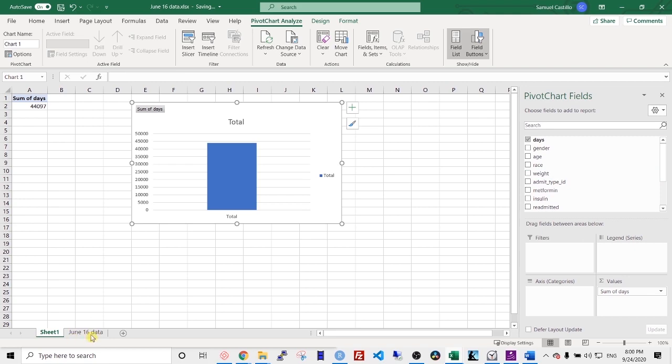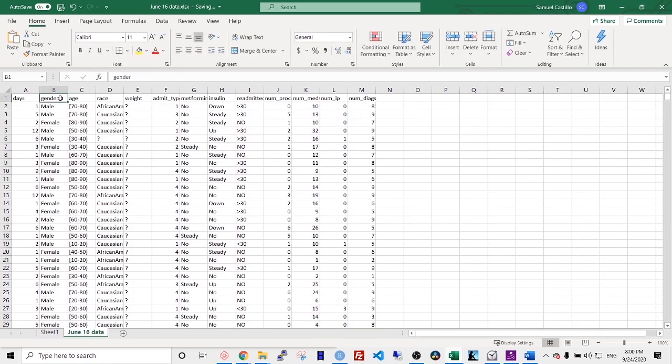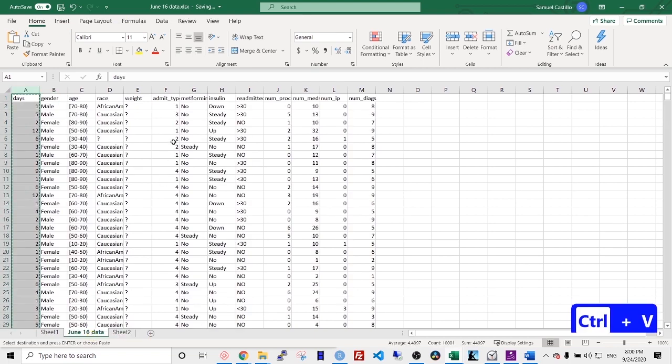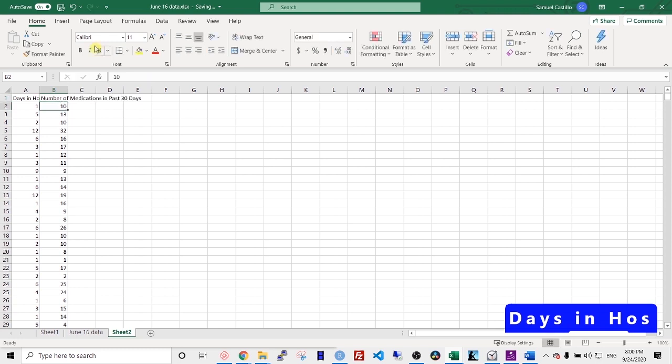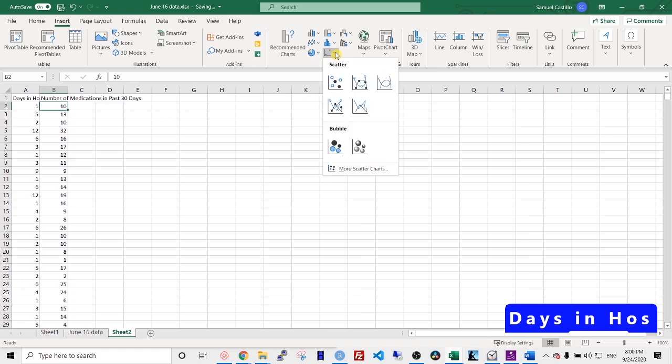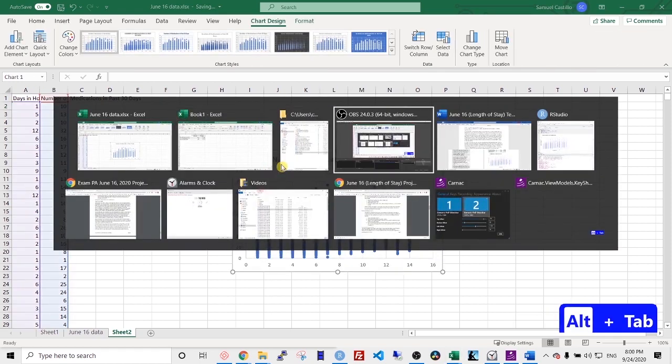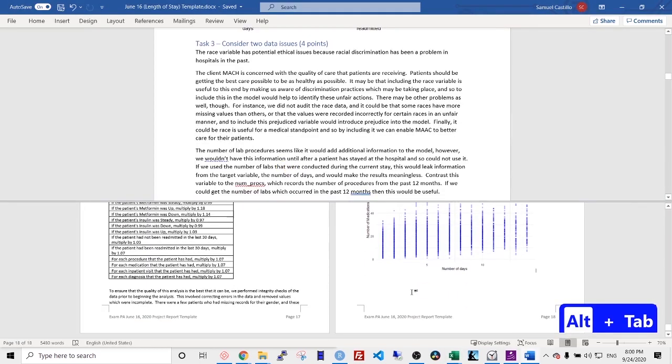versus, actually I can't create an XY plot using a pivot chart, so I want days on the x-axis, and I want nummeds on the y-axis. Days in hospital, number of medications, and past 30 days, and then insert scatter plot. Yeah, so there's absolutely no reason why you can't use Microsoft Excel to create graphs too.